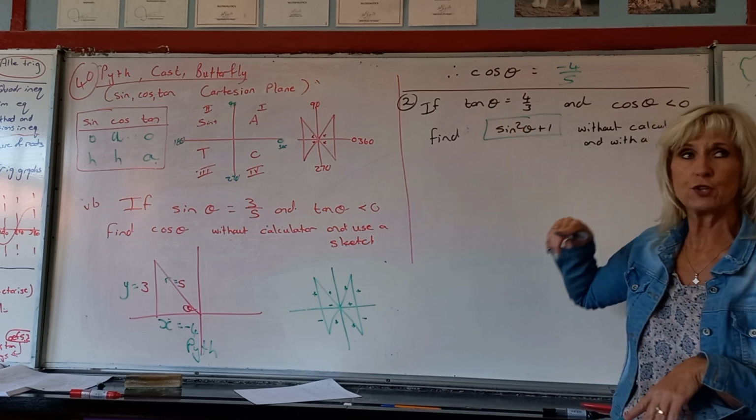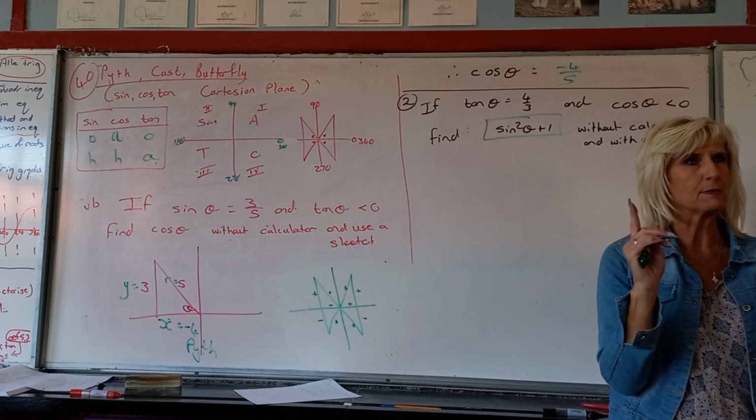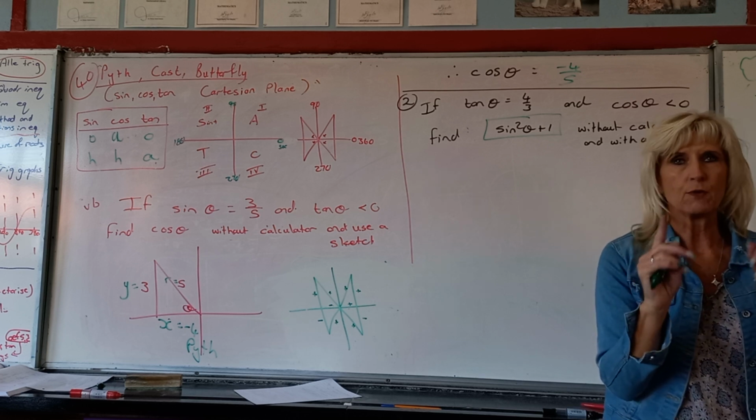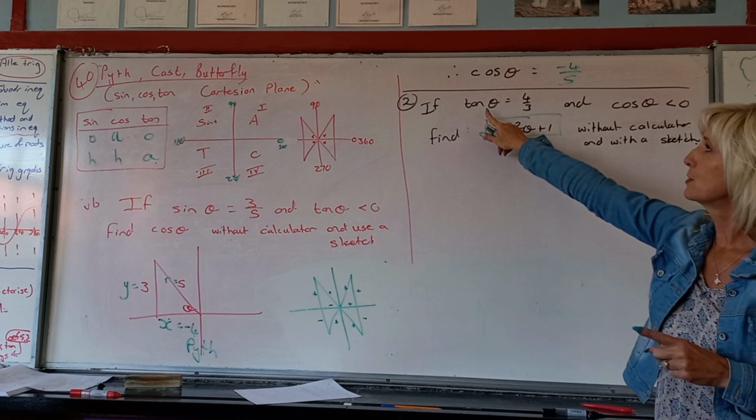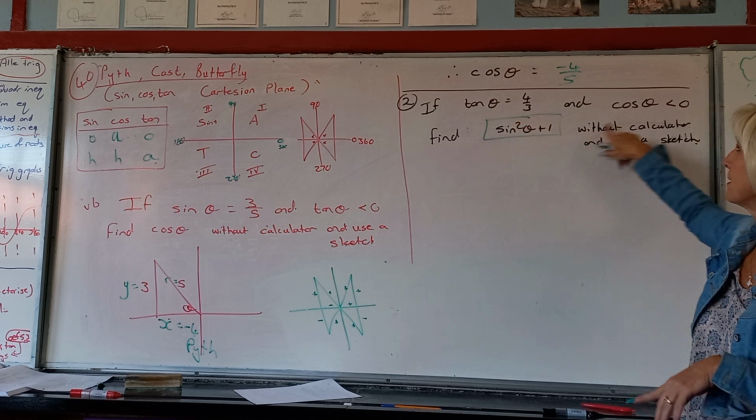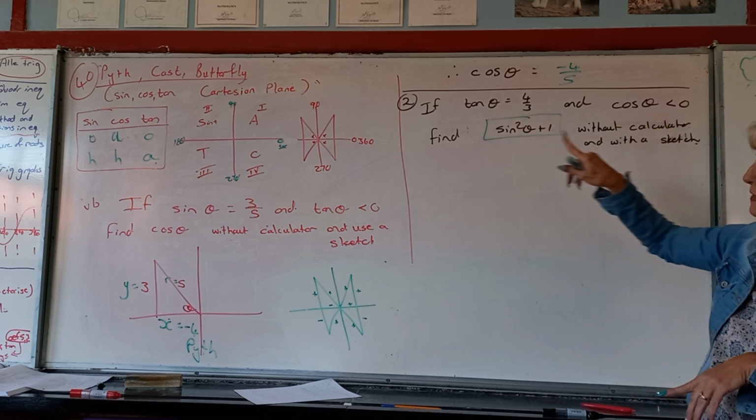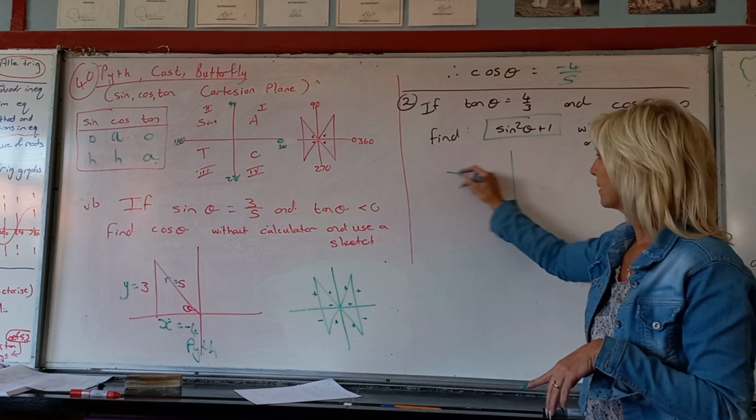Alright, so if I have to do that and you realize, oh, okay, it must be that Pythagoras cast thing. Where's the butterfly going to be? Third quadrant. So tan is positive where cos is negative. And that can only be in the third quadrant.